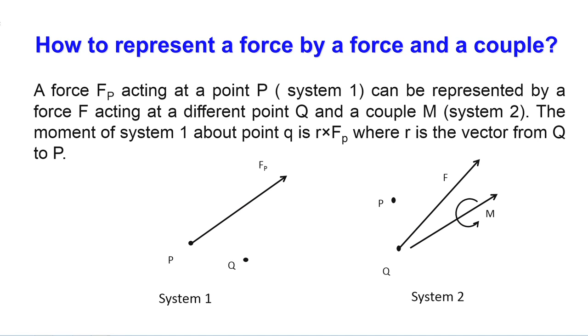Now, how do we represent a force by a force and a couple? We are interested in this. A force F_P acts at a point P. It can be represented by a force at a different point Q and a couple M. So, first system 1 is given. We want such a system where the point of application is Q and along with it there will be one moment. We want to find out the values of this F and M.